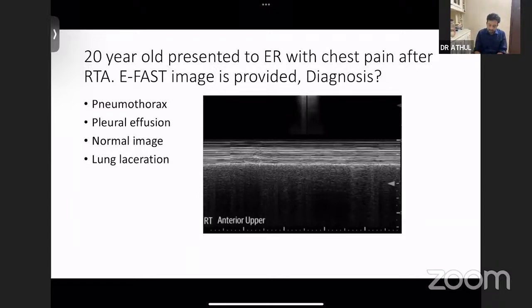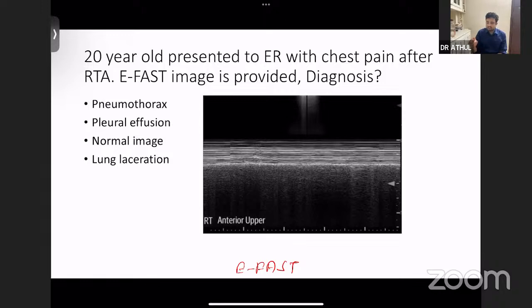Okay, this is an image of EFAST. EFAST stands for extended FAST. In extended FAST, we will also look for pneumothorax. Here, the same patient presented to the ER with chest pain, and an EFAST image is provided. What is the diagnosis? This is the question.